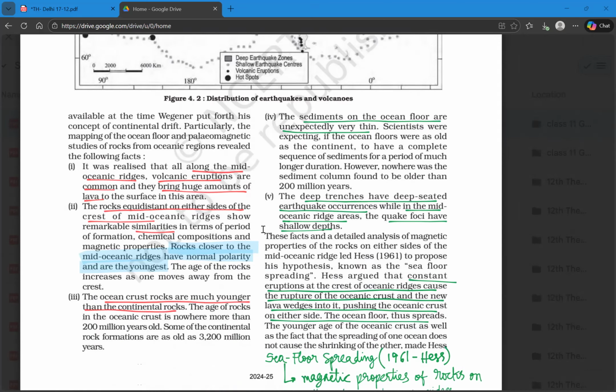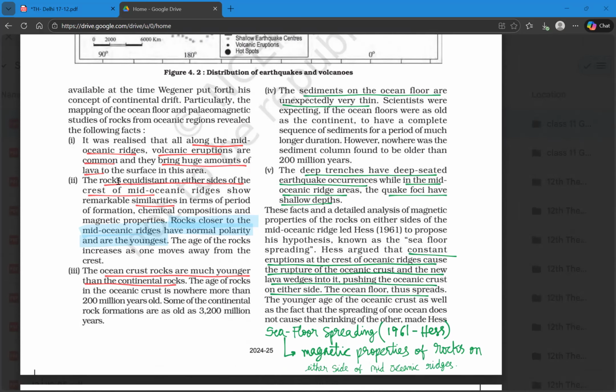The first fact is, all along the mid-oceanic ridges, volcanic eruptions are common and they bring huge amounts of lava to the surface in this area. What happens when a volcano erupts? It brings out loads and loads of lava from the mantle region into the crust. So it is realized that along the mid-oceanic ridges, volcanic eruptions are common.